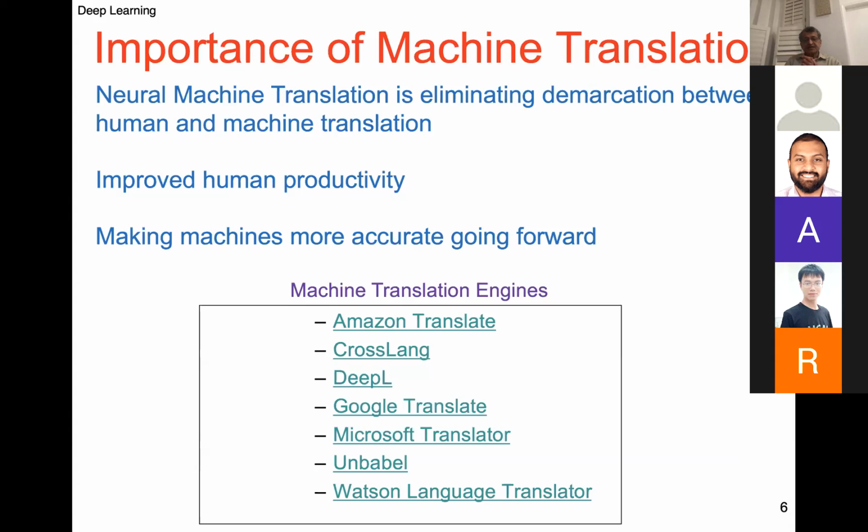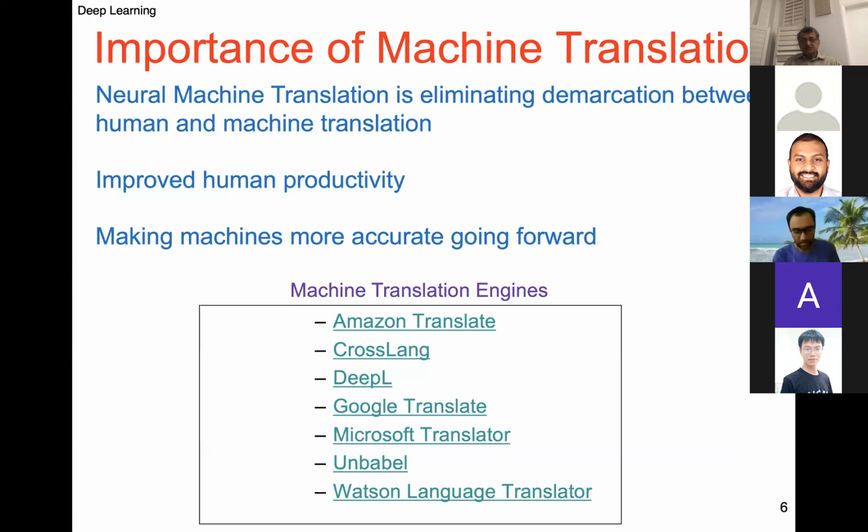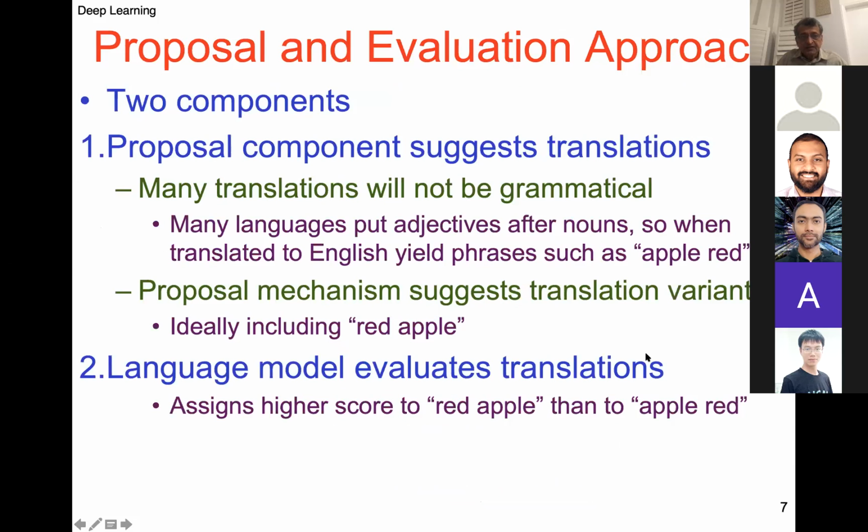So machine translation is a fairly important topic. Neural machine translation becomes so good that it is eliminating the demarcation between human and machine translation. Some advantages of this are improved human productivity and making machines more accurate going forward. There are several machine translation engines available: Amazon Translate, Crosslang, DeepL, Google Translate, Microsoft Translator, Unbubble, and Watson Language Translator. So many machine translation engines are available.